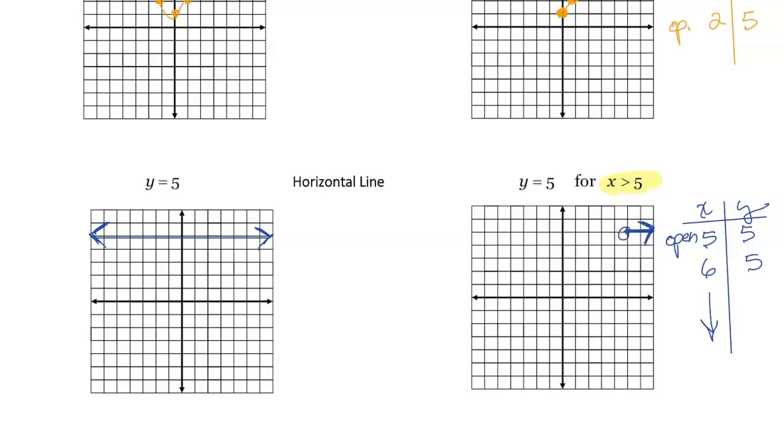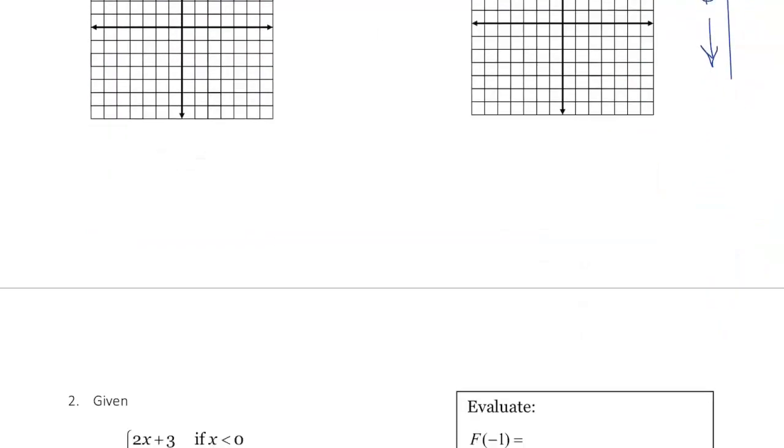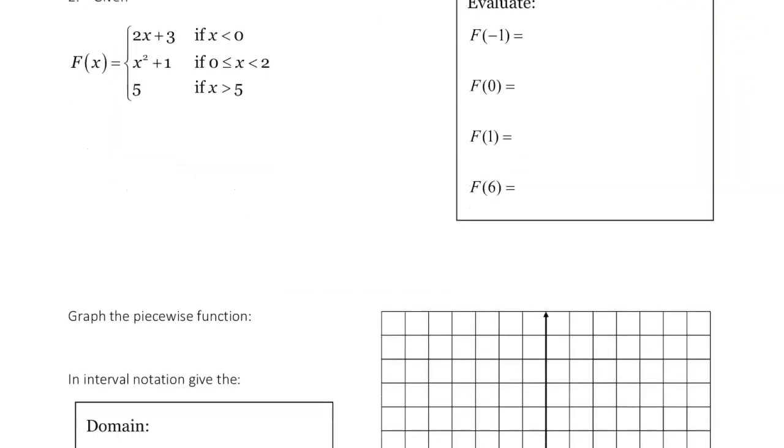So this should give you an idea about what's coming next, which is more piecewise functions. So look, we're going to evaluate this piecewise function. And we have a parabola in the middle of it. So that you should have probably seen coming. So let's talk about this one.